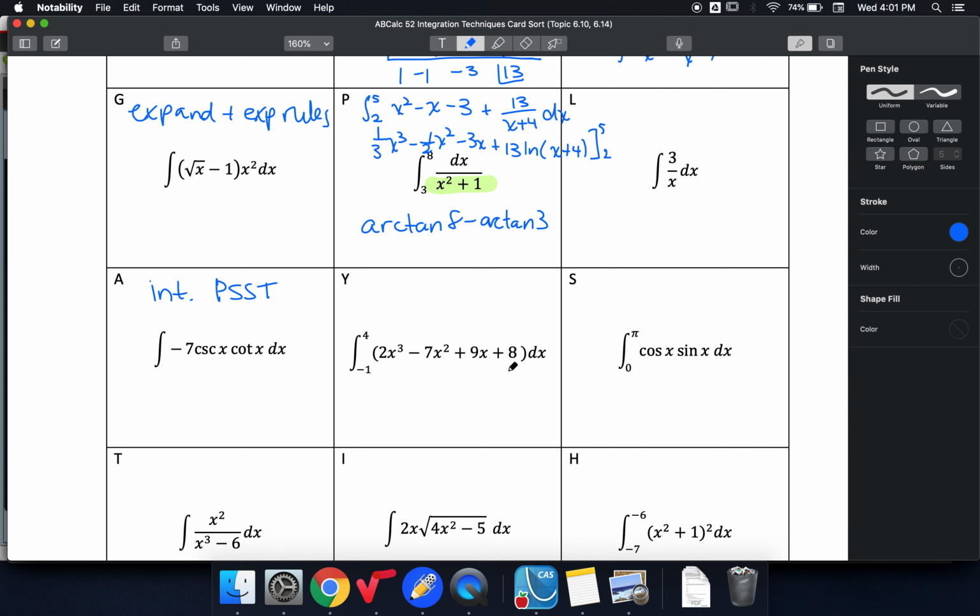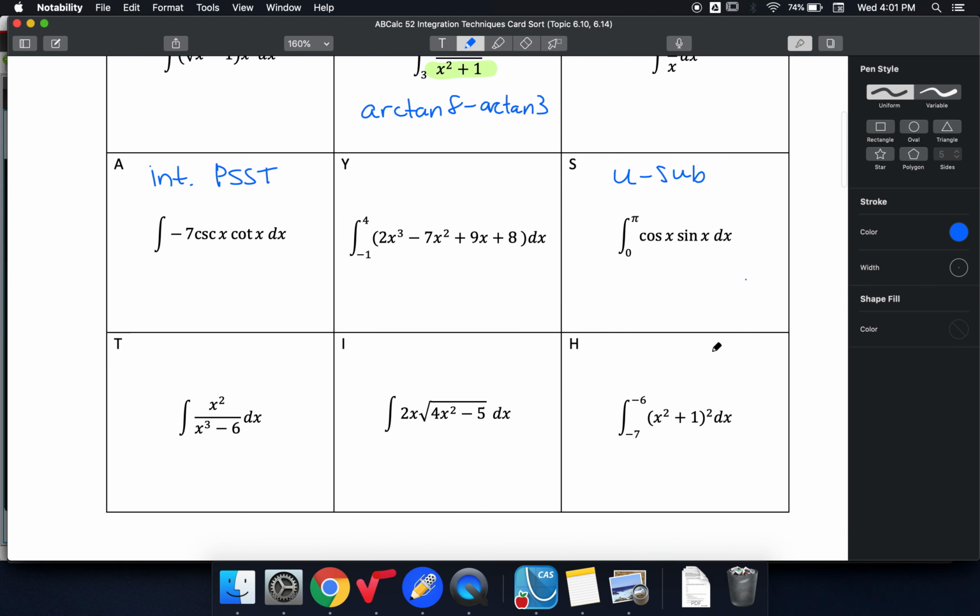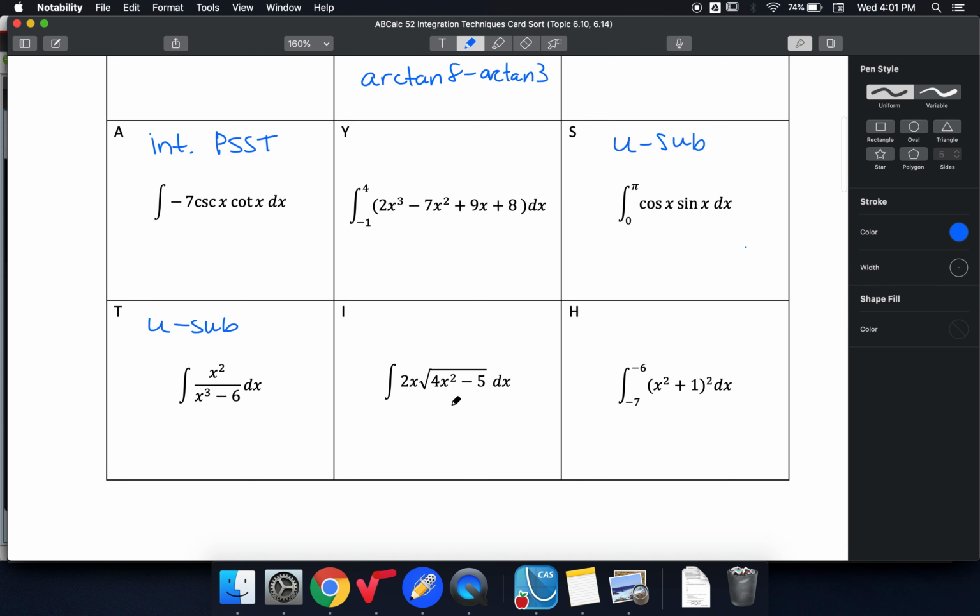Straight integration here. This is a u sub. I can pick either cosine or sine to be my u because each one is the derivative of the other. Doesn't matter. X squared is like the derivative of x cubed, so that's a u sub. 2x is similar to the derivative of the inside here, so I get another u sub.